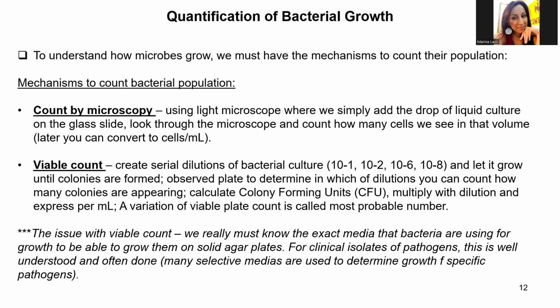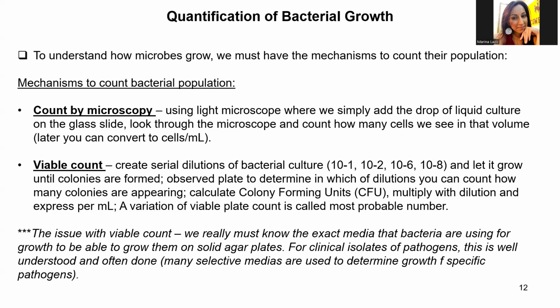If you took 391, this is what we did in 391. Then you count how many cells. The problem with this one is that you actually have to know the exact media that the bacteria use to grow. For some clinical isolates, like pathogens, this is well understood and often done, so you can do it very easily. You probably did that in Micro 265. For some organisms, you don't actually know whether LB agar is the right media. So you might think that you don't have enough cells, but actually you just didn't find the right media for that. That's why it's a little tricky.